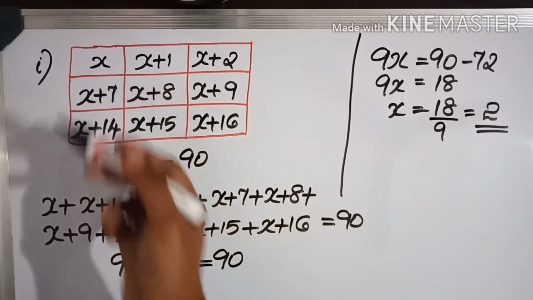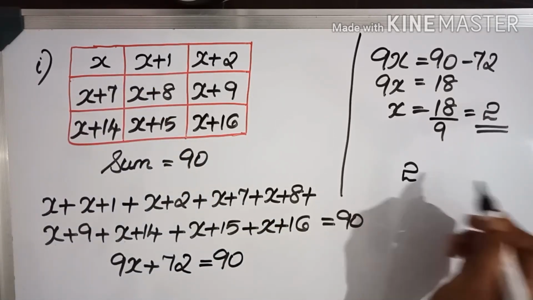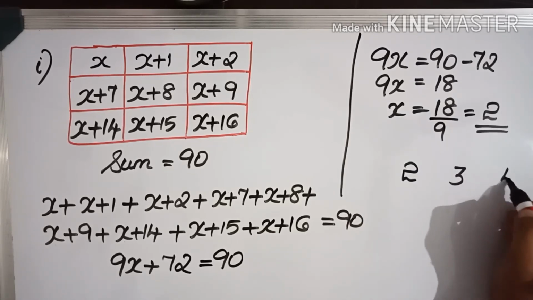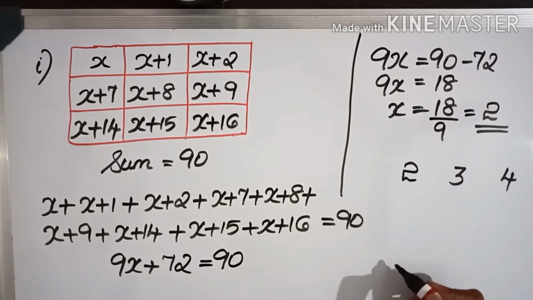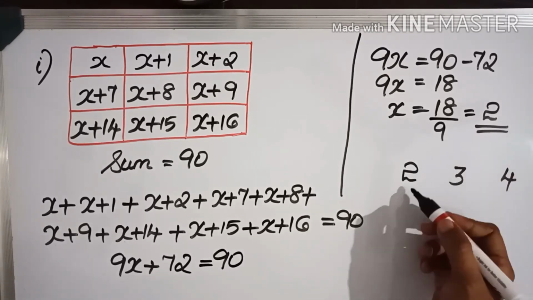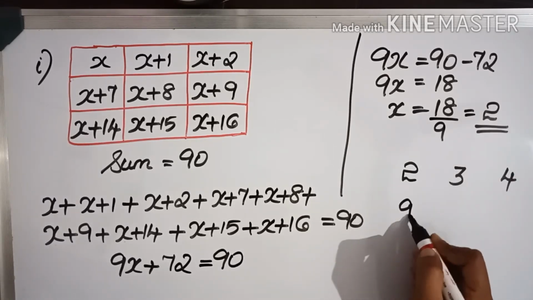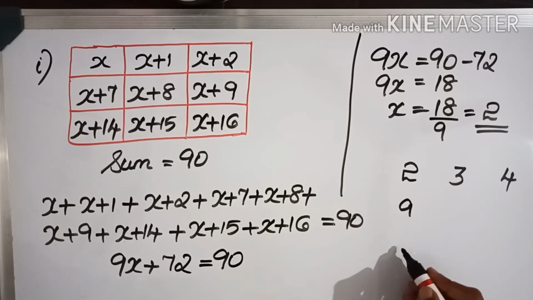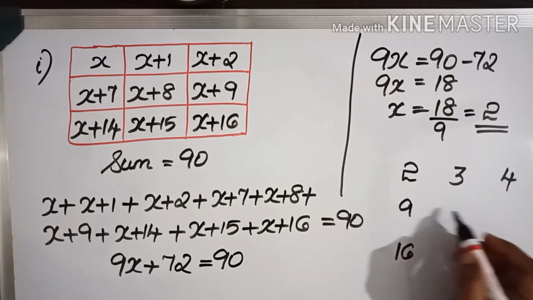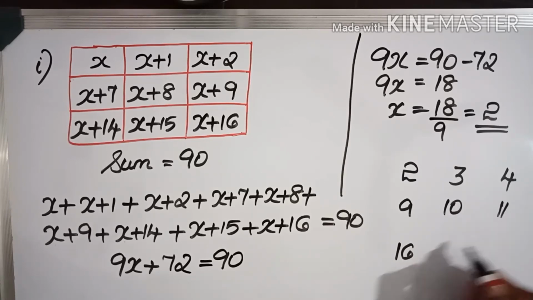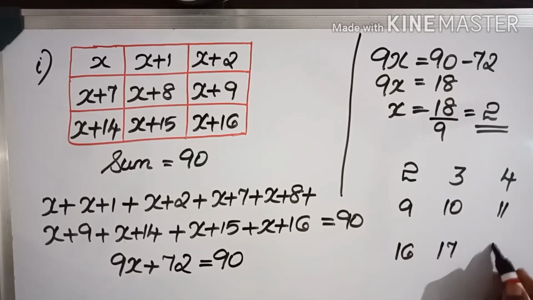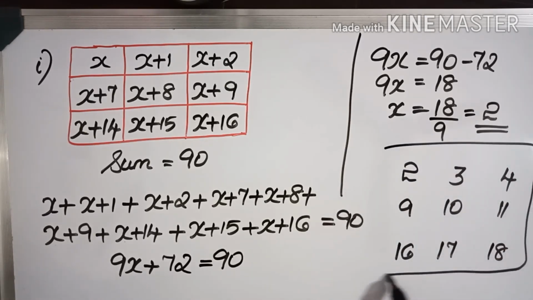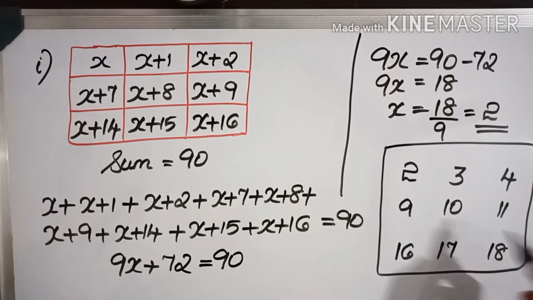That means first number is 2 here. So 2, next number will be 3, then 4. As it is a calendar, downwards we have to add 7. So 2 plus 7, that is 9. Then 9 plus 7, that is 16. Okay, so moving here 9, 10, 11. Here it will be 16, 17, 18. Okay, so these are the 9 numbers from a calendar which give sum as 90. Okay, so that's all from this section.